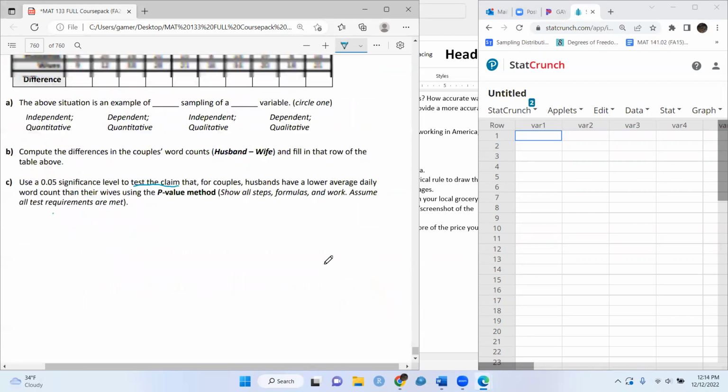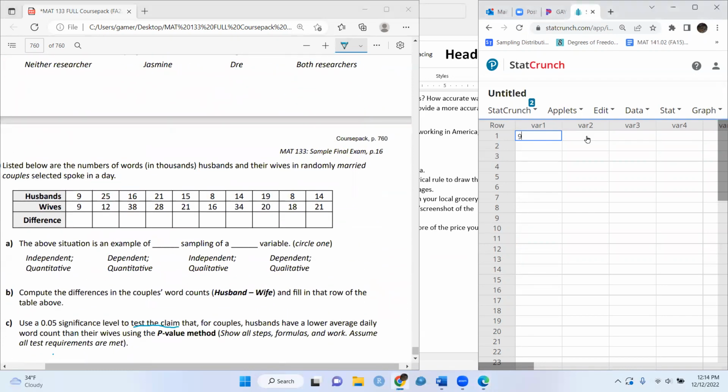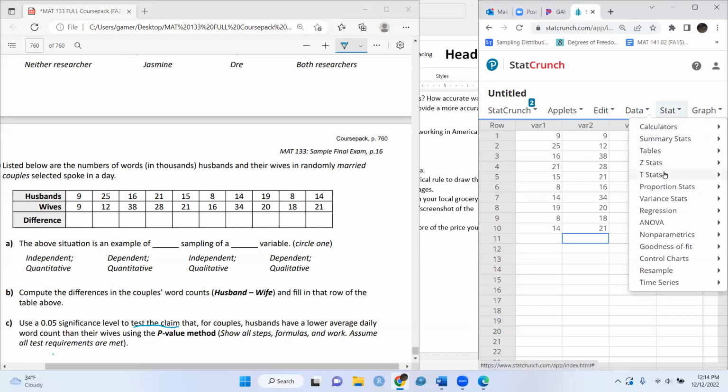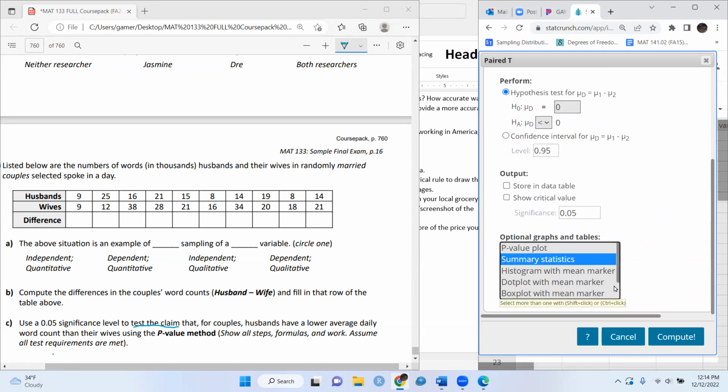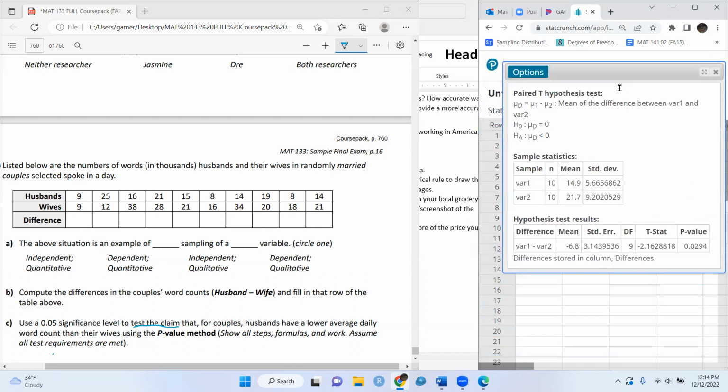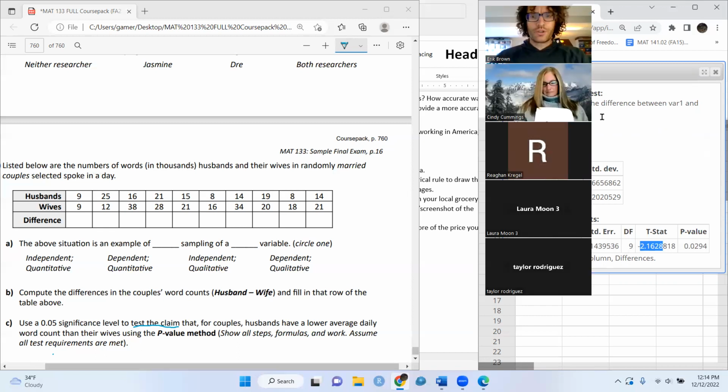I'm doing something wrong here. I know it. And you get a p-value of 0.0294 and a t-stat of negative 2.1628818. That is what I got. What'd you get, Laura?